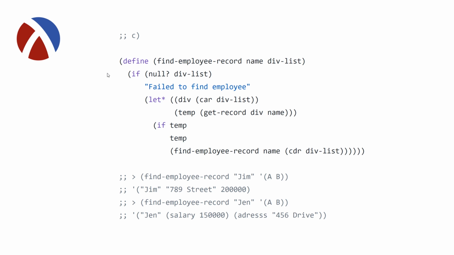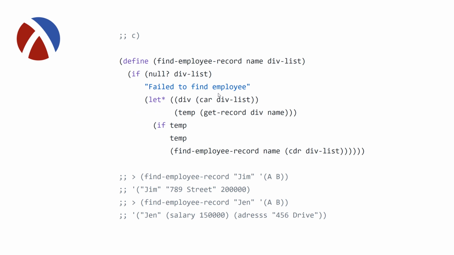That's exactly what we're doing here in our find employee record procedure. It takes the name of the employee you're looking for and your division list. The first thing you do is an if expression, checking in your predicate whether the div list is null. If you get to this point, you weren't able to find an employee, so technically I should maybe wrap this in an error, but it'll just return you a string here. If your predicate fails, that means you have a non-null list, so you move to the alternative statement.